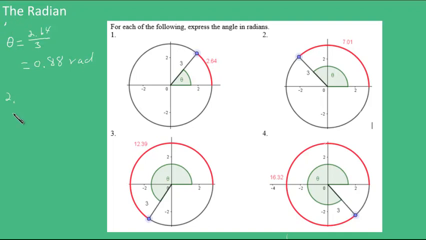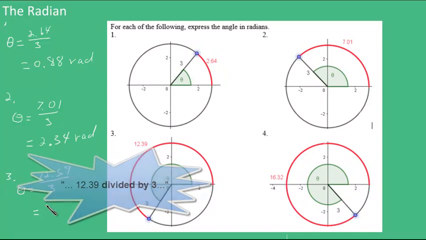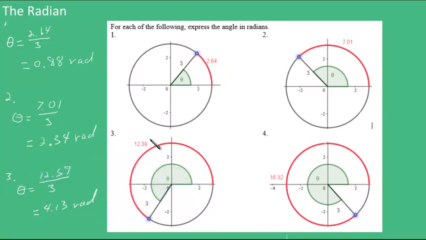Let's look at number 2. In this case, the angle is going to be 7.01 divided by 3. And so now the angle is going to be 2.34 radians. If we look at number 3 here, the angle is going to be 12.39 divided by 3. That gives us 4.13. Never lose the intuition of what's going on here. What we're saying here is that this arc is 4.13 times longer than the radius. Always keep that in mind, that this angle is simply giving us the ratio of the length of the arc to the length of the radius.